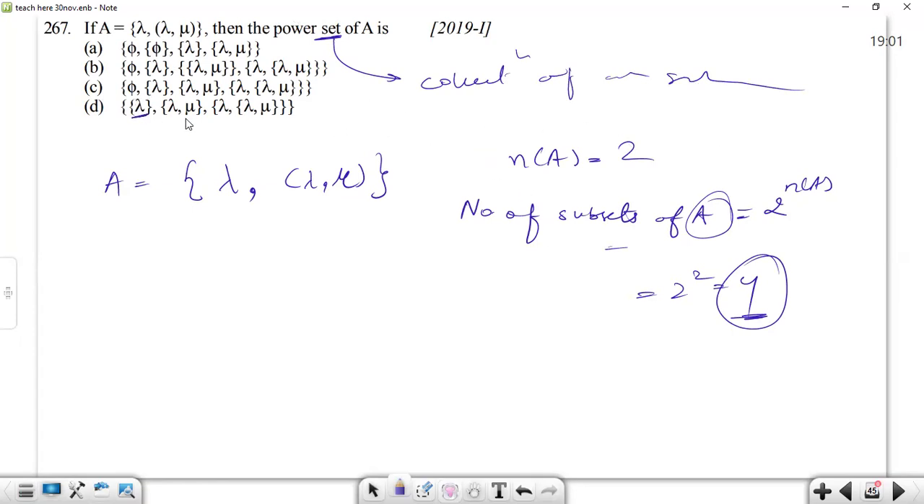So in this, 1, 2, 3 elements are there. 1, 2, 3, 4. 1, 2, 3, 4. No other options can be eliminated. Now we know in the power set, one element is phi and another element is the set itself. So one element is phi in every option, and the set itself is not available here. Yes, here it is represented, and here also. So this particular option is also eliminated.